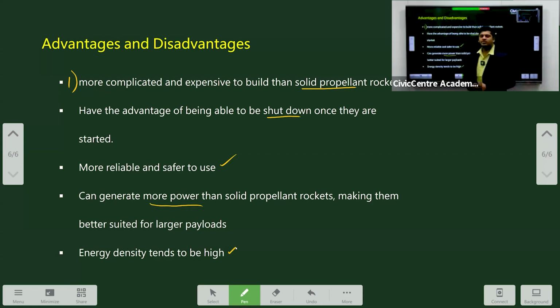So in this video, we have seen the differences between solid and liquid fuel stages, and also the difference between the working of solid fuel and liquid fuel rockets.